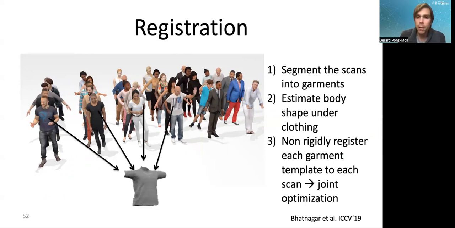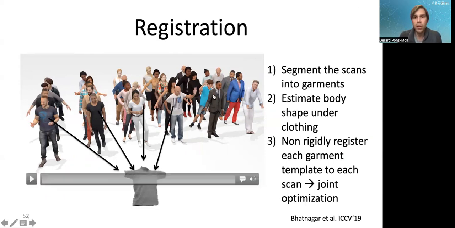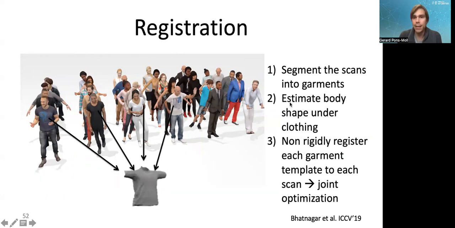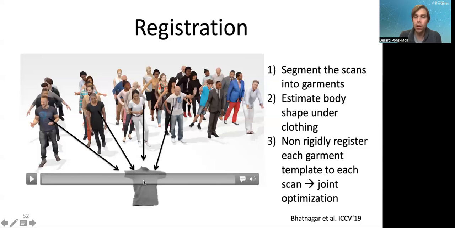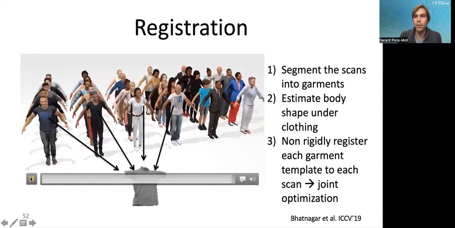So imagine you want to build a model of a t-shirt. You need to segment the scans into garments, estimate the shape under clothing, similar to CLOTH CAP, and now non-rigidly register each garment template to each scan, right? Of course, you're not going to register the template in isolation. You're going to use the body because that's going to make the problem much better behaved. But still, this problem is quite difficult. You will need to unpose the scans and do these things that we've seen several times.